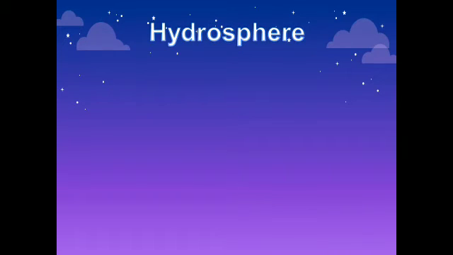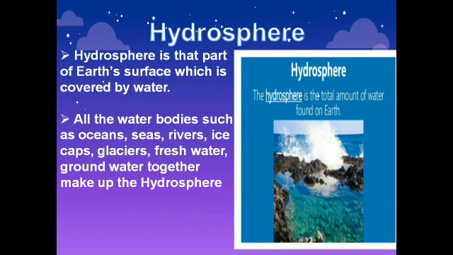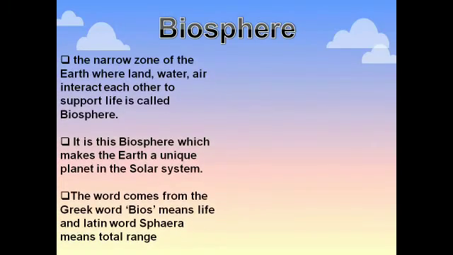Now let's come to the topic of hydrosphere. Hydrosphere is that part of Earth's surface which is covered by water. Obviously, hydro means water, sphere means the area. So all the water bodies such as oceans, seas, rivers, ice caps, glaciers, fresh water, and groundwater together make up the hydrosphere. Now, the last topic, that is biosphere.